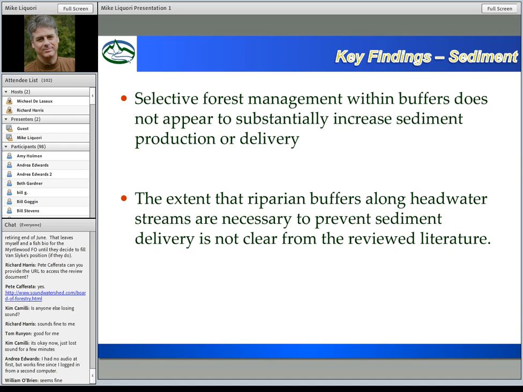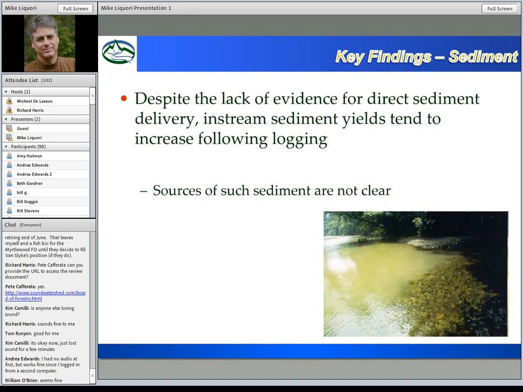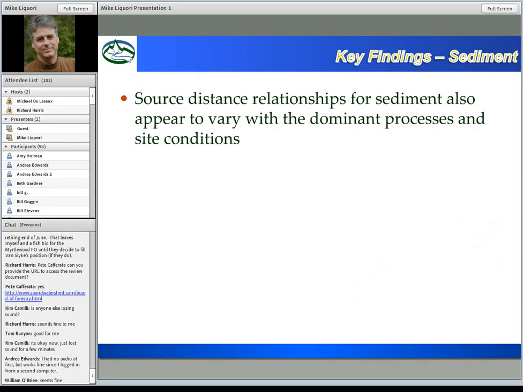The extent to which riparian buffers along headwater streams are necessary to prevent sediment delivery was not really reviewed by our literature. We do know that they can be a significant source of sediment. We also know that there is very clear evidence that when you actively manage a landscape, sediment productivity in the streams tends to increase. And that's probably the source of these headwater areas. Just kind of what I just said here in this statement on that slide.